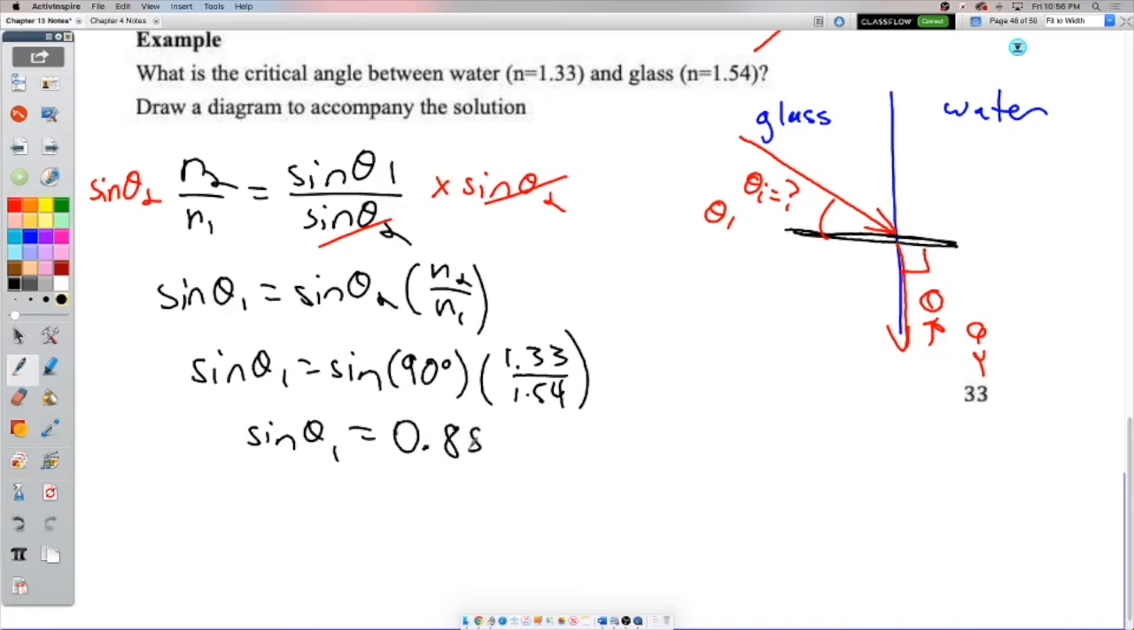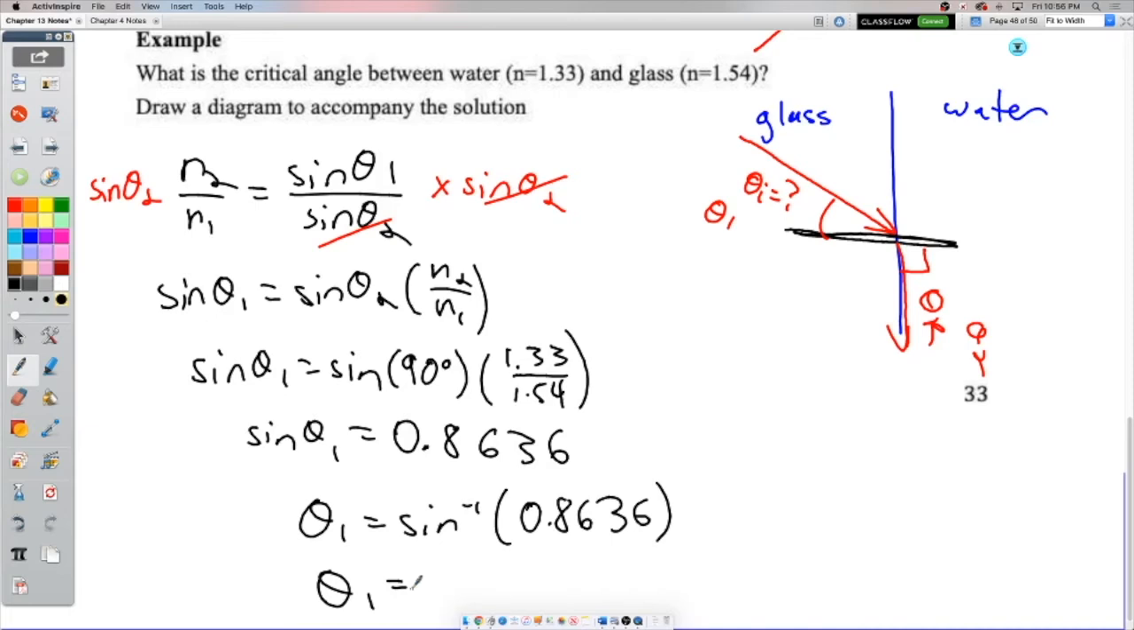That's actually how you can calculate all critical angles, by taking the ratio of their indices of refraction. So I got 0.8636, and then theta 1 is the inverse sine of that. So theta 1 equals, to 3 significant digits, 59.7 degrees. Let's interpret that for a sec. What does that mean? It means if you make theta I steeper than that, if you go more and more this way, you are going to get total internal reflection. None of your light is going to actually leave and go into the water.